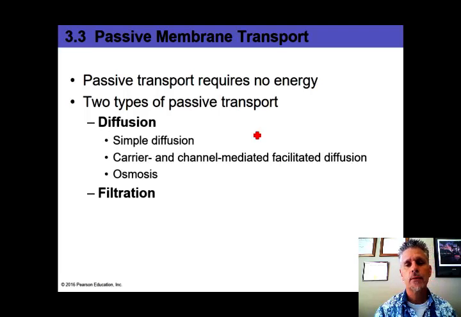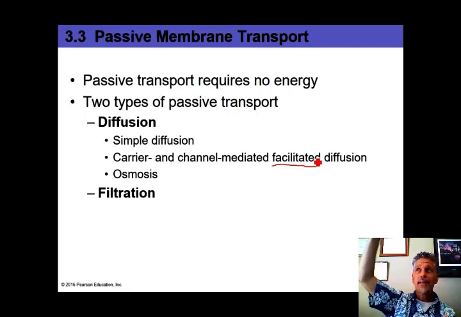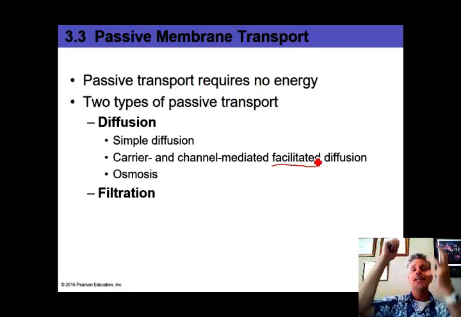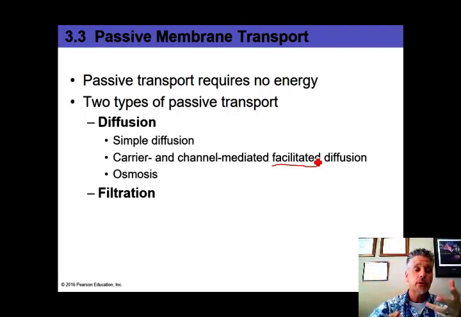Now carrier or channel mediated facilitated diffusion, to facilitate something means it needs some help. And so we may have a concentration gradient. We may have like a high amount of glucose outside of the cell, and we want it inside the cell, but it can't get across that plasma membrane. It needs a carrier, a protein, to assist it and escort it across. So that's a type of diffusion as well.